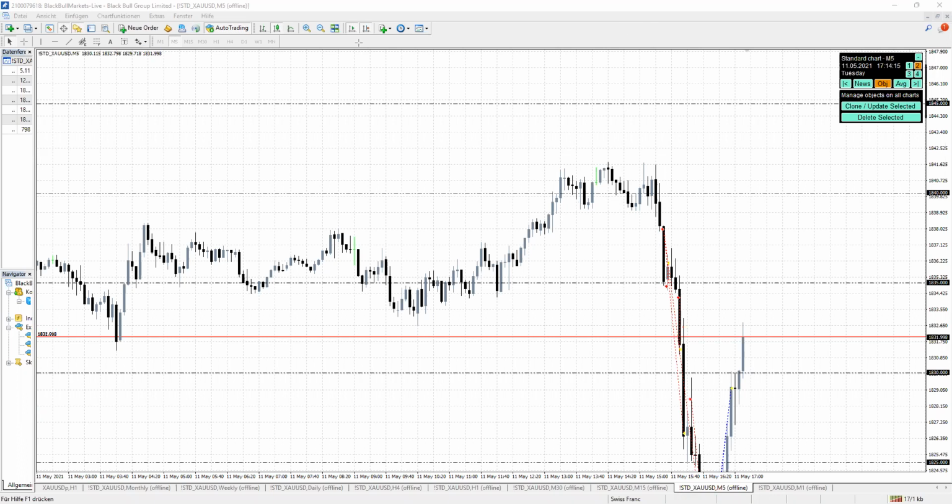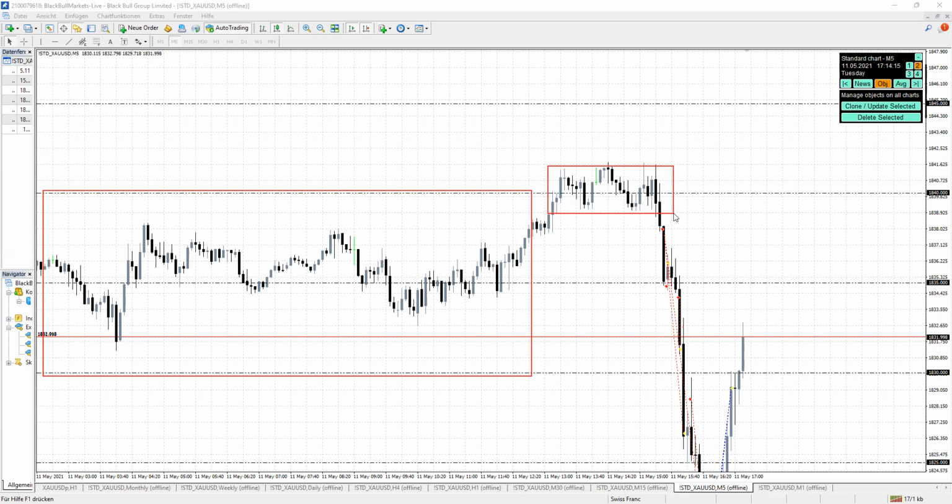Otherwise, this was a pretty easy one, I think, because you have a range here, this previous big range, and then you have a small range here, and you have these fake outs.